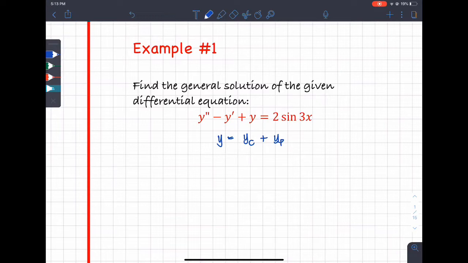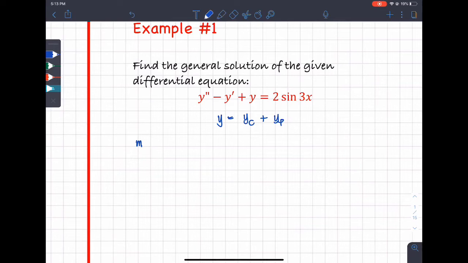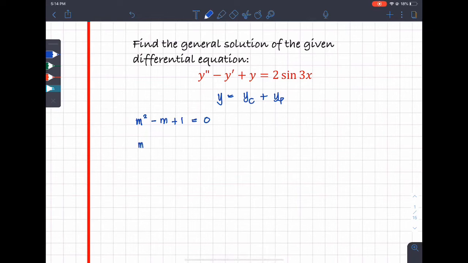The complementary function uses the same method as for a homogeneous equation. So our step here is to transform the homogeneous part of the equation into its equivalent algebraic equation. So y double prime becomes m squared, minus m plus 1, equal to 0. From here, the only factor of 1 is 1 and 1, so it won't be able to get the middle term of negative 1. So this one could be solved using our quadratic formula, where a here is 1, b is negative 1, and c is positive 1.